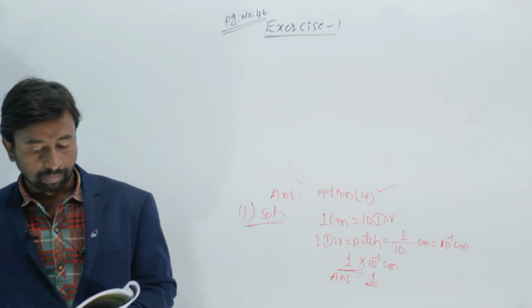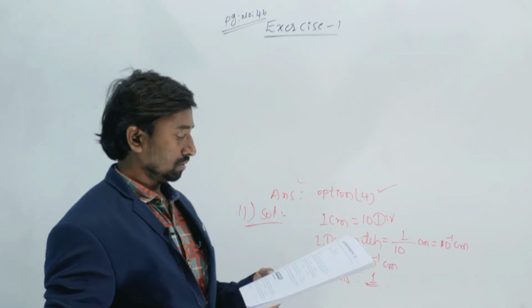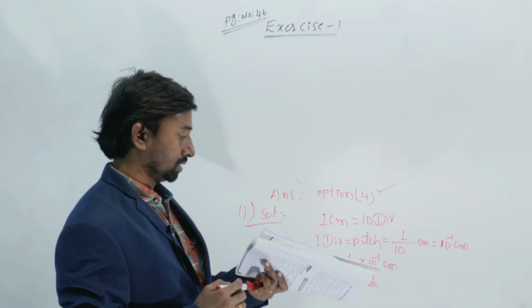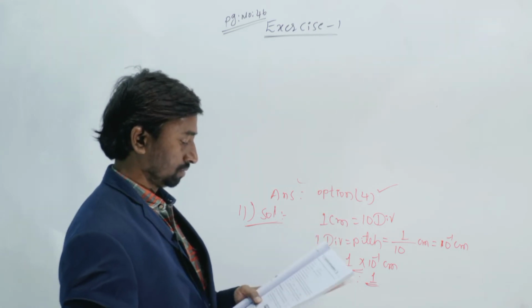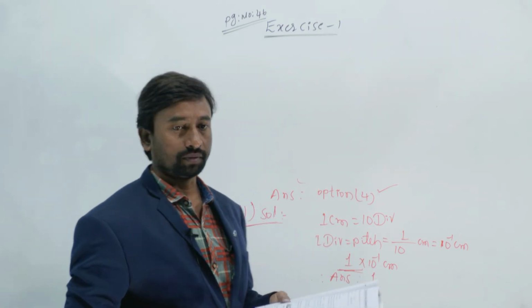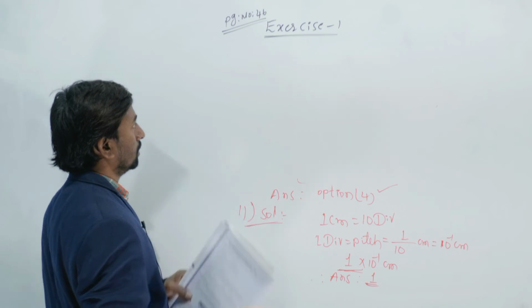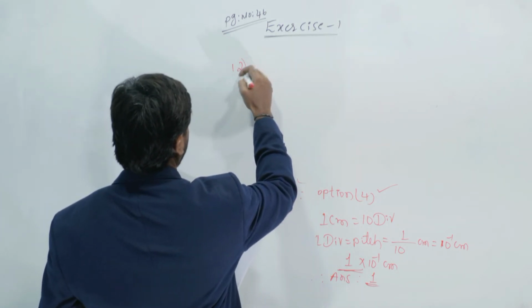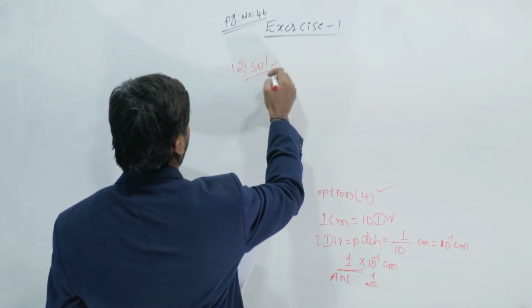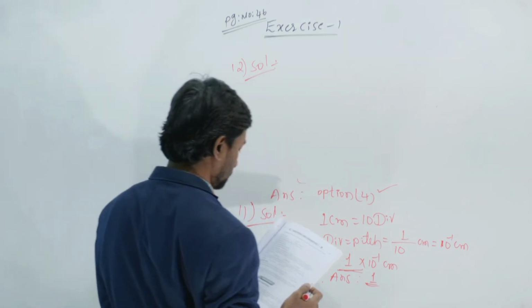12th one: principle of Vernier calipers. The principle of Vernier calipers is 10 vernier divisions equal to some number of main scale divisions. So it is a direct question. 12th one, principle of Vernier calipers. We know the principle of Vernier calipers, no?